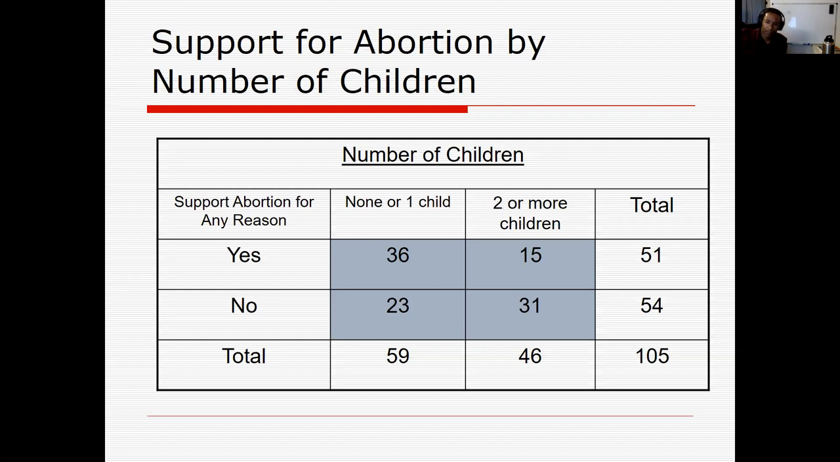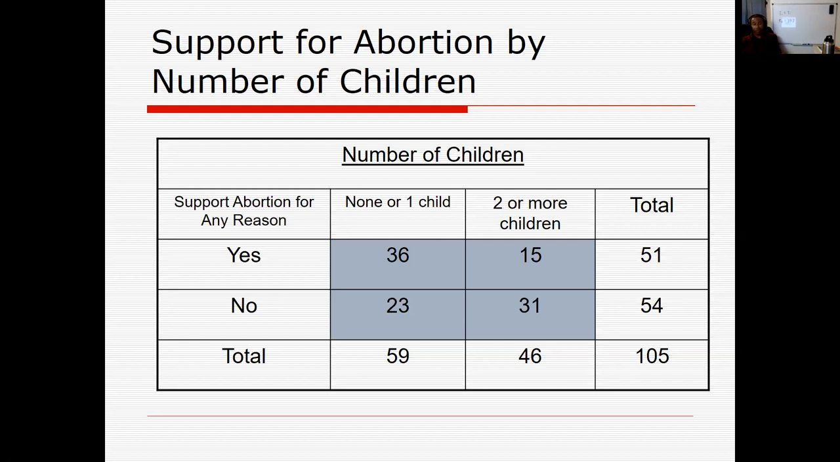Yes. Okay, why would I predict that they say yes? Because 36 over 23, the odds are in their favor. Yes is the modal category because 36 is higher than 23. Now, when I predicted that everybody who has none or one child is going to say yes, how many errors did I make? 23. Good.